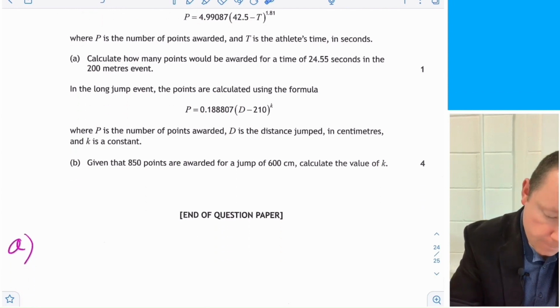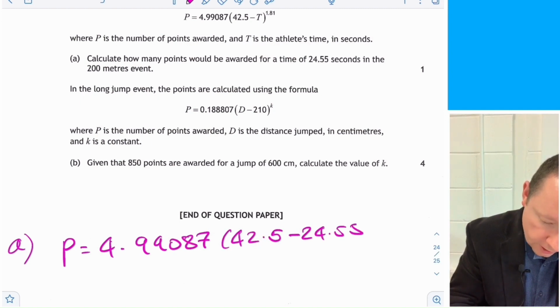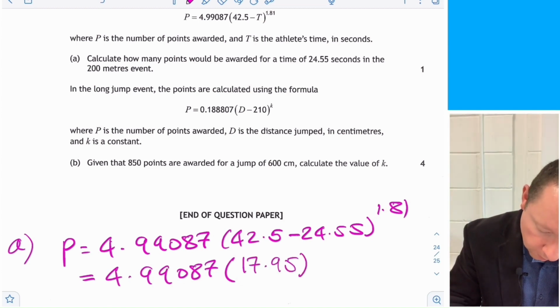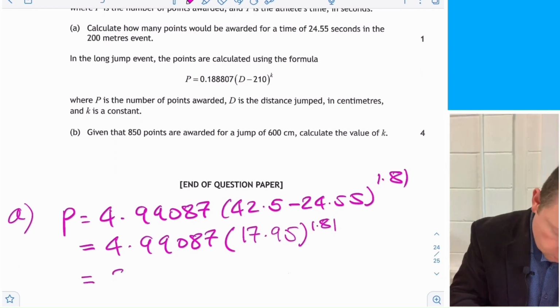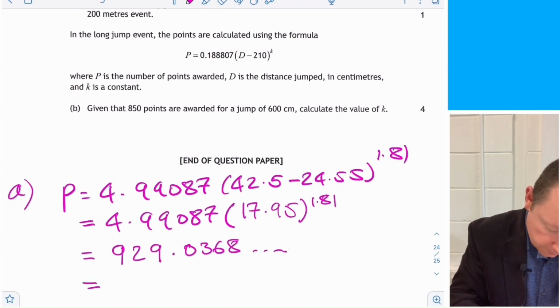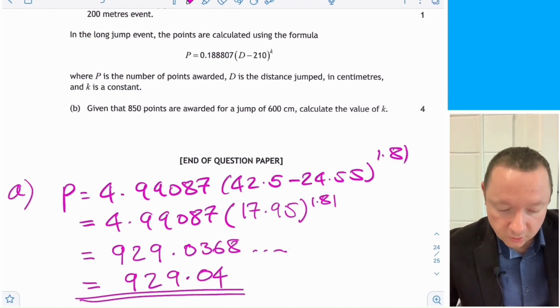24.55 in for T. So we've got P equals 4.99087 times 42.5 minus 24.55 to the power of 1.81. That's 4.99087 times 17.95 to the power of 1.81, which is 929.0368. Let's just make that 929.04. It doesn't quite specify whether the points are whole numbers or not, so that seems reasonable given the accuracy of the rest of the question.